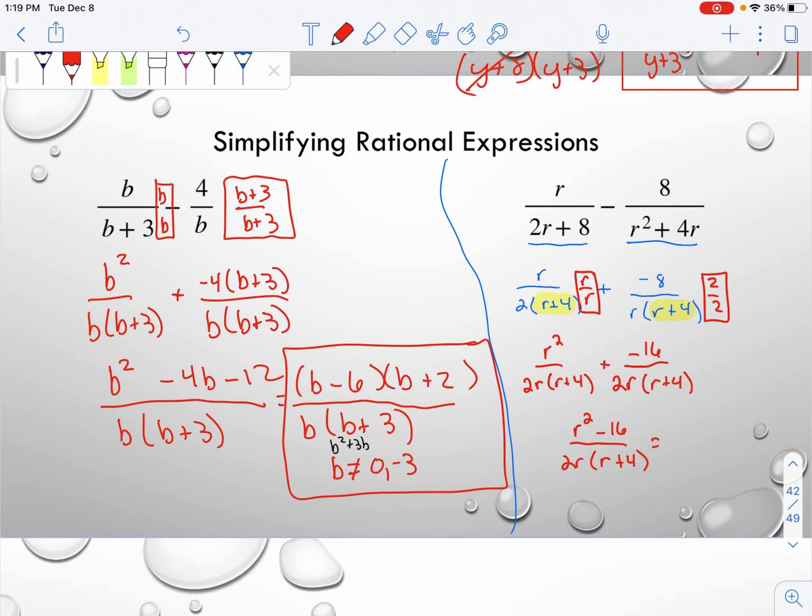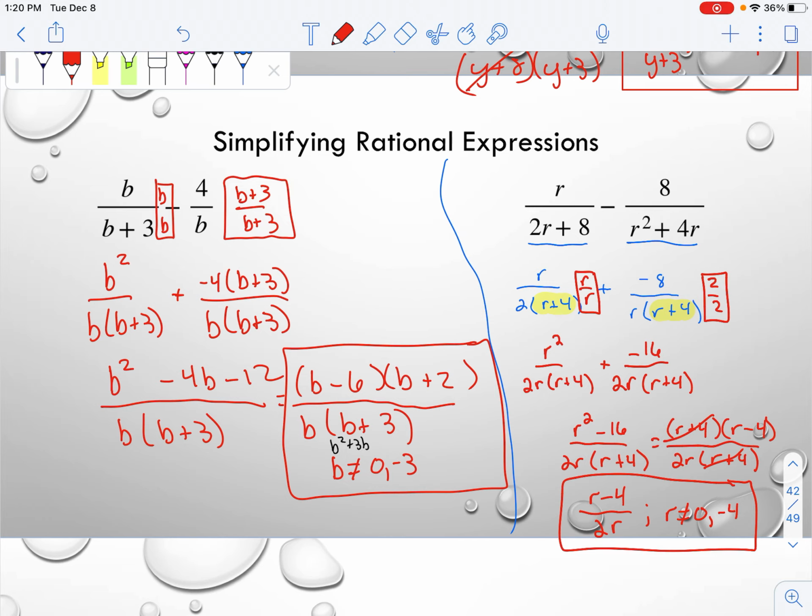All right, I recognize my numerator is a difference of squares, so I can do my shortcut r plus 4, r minus 4. So now I'm going to do my domain restrictions. R can't equal 0 or negative 4. And then I can cancel out my r plus 4s. So my final expression here is quantity r minus 4 over 2r with my domain restrictions.